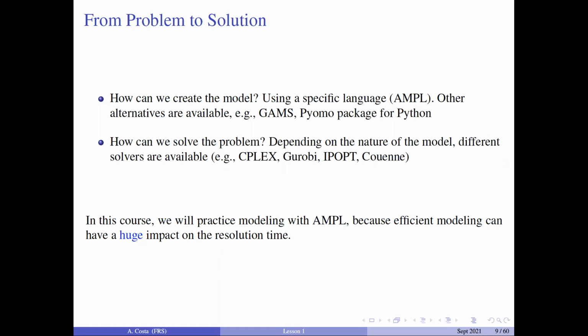And why do I think this is important? Because there is not only one way to model a problem. You see, you can have a problem and then you can create different models that give you the same solution. But different models can have a huge impact on the resolution time. Because maybe you can put some kind of constraints, or you can find a way to reduce the number of variables. So if you play with the model, you may be able to really save a lot of time by solving the same problem.